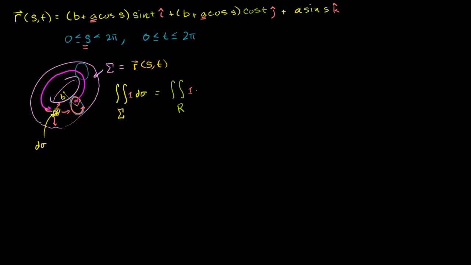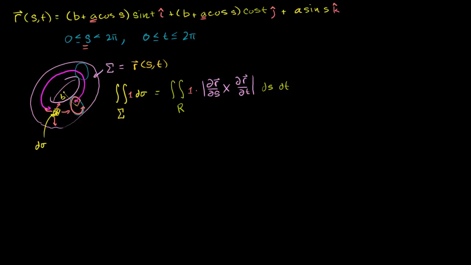Times, and this is what we learned, the magnitude of the partial derivative of r with respect to s crossed with the partial derivative of r with respect to t, ds dt. You can take it in either order, but ds dt. So we saw this in the last video.